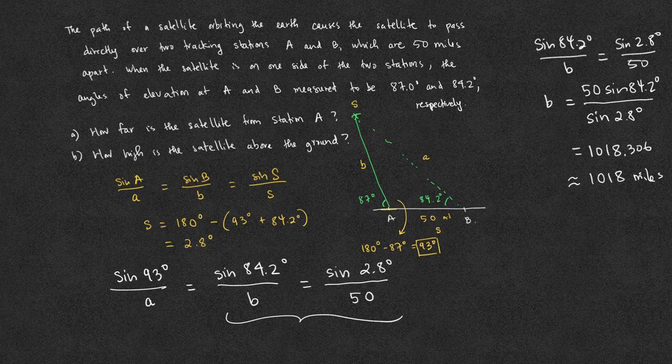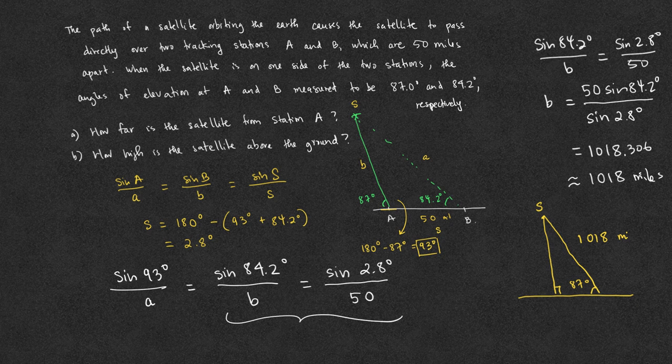For part B, how high is the satellite above the ground? This height is perpendicular to the ground level. And so we're looking for the height from the satellite to the ground, knowing that the distance from A to the satellite, we just found, was 1018 miles. And the angle, this is not the same angle A that we had before, but this is the angle of elevation, 87 degrees.